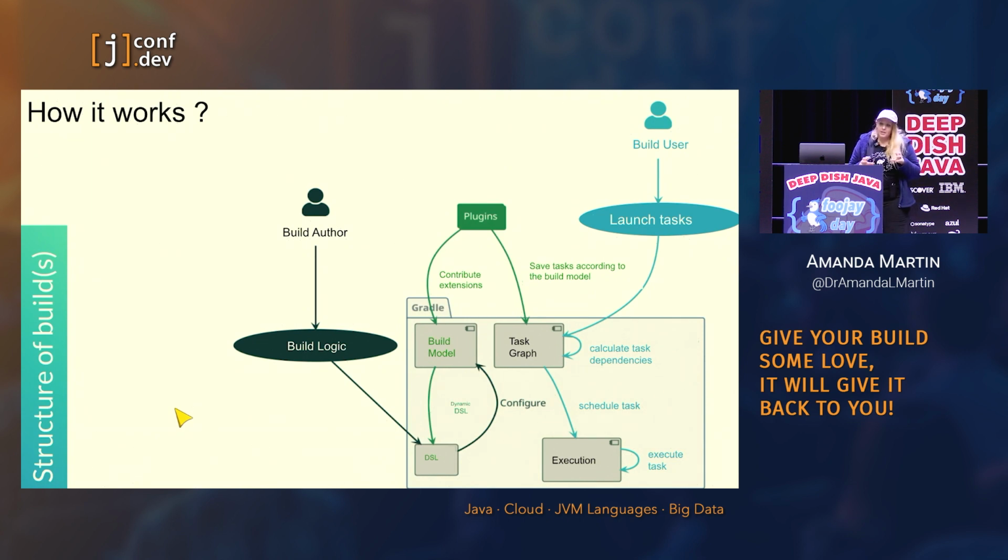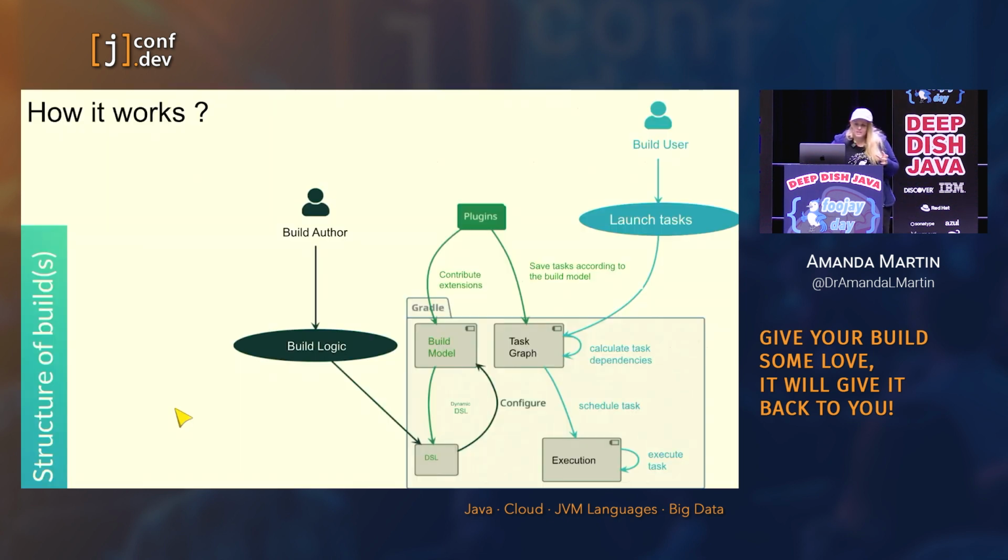Now, a third party is the plugin authors. All of that is essentially taken into one central location, which is your Gradle project. All of this is stored in a folder. That's why I have a lovely folder here. Because in all of the Gradle logic, you have your build model, which essentially delves into that DSL. You have your task graph, which goes into the execution project. And as a build user, all you really care about is what tasks to run.